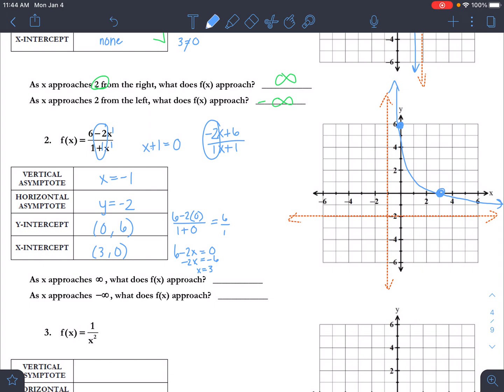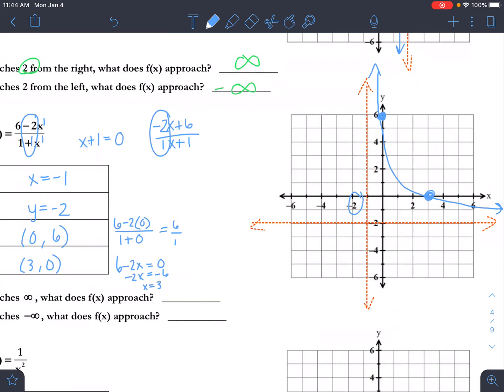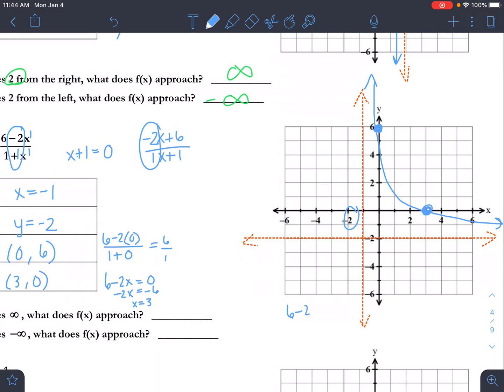The only thing I need, guys, think about it this way. Is this graph like this? Or is it like this? Okay, so all you need to do is plug in a number right next door. So how about -2? We're going to plug in x equals -2. 6 minus 2 times -2 over 1 plus -2. That'd be 6 plus 4, so 10 over -1.